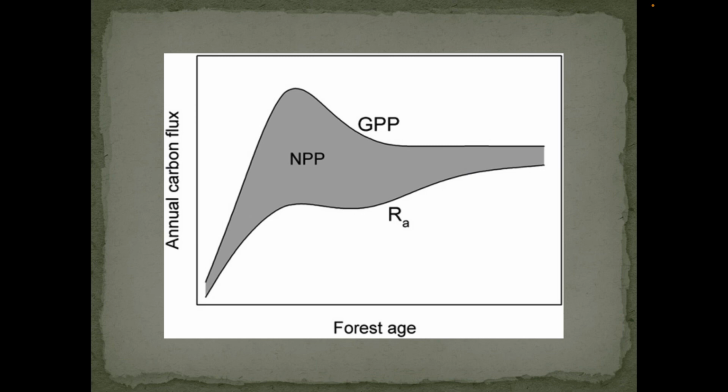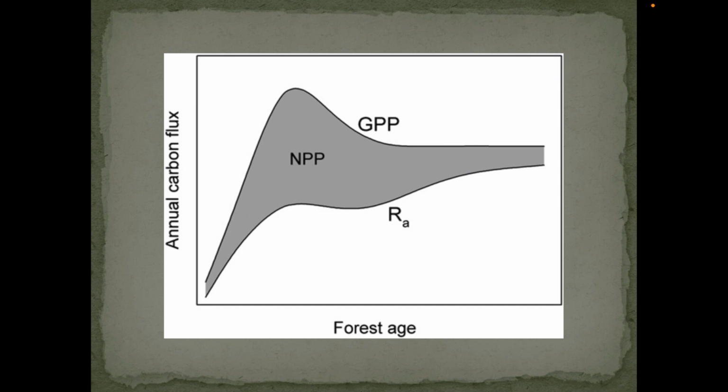If we factor in respiration into this graph, we can see that it starts out increasing at a similar rate as GPP. Once the stem exclusion phase is reached, respiration slows down slightly as some of the trees die off. Before long, production increases again. Now, if we look at the shaded area between GPP and respiration, then what we have is NPP, because remember, NPP is equal to GPP minus the autotrophic respiration.